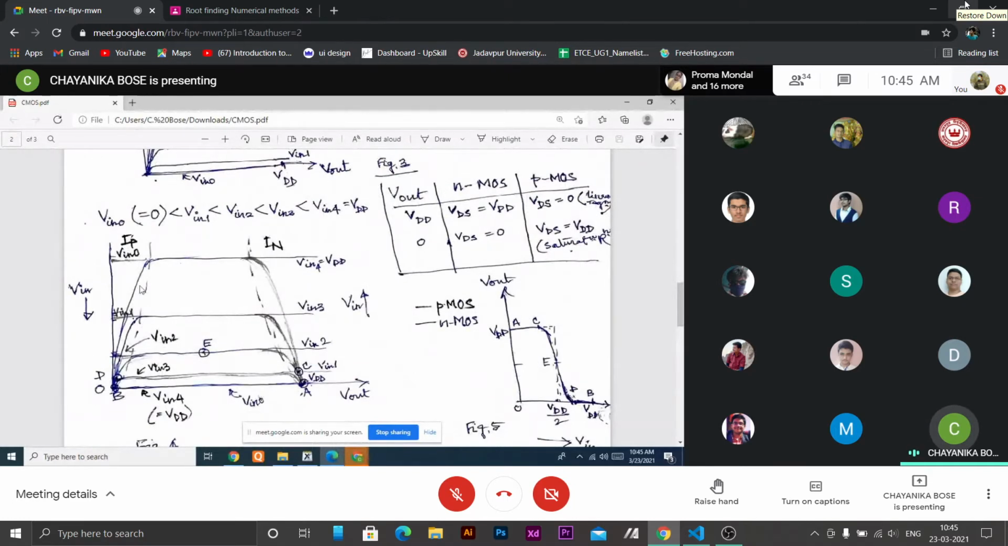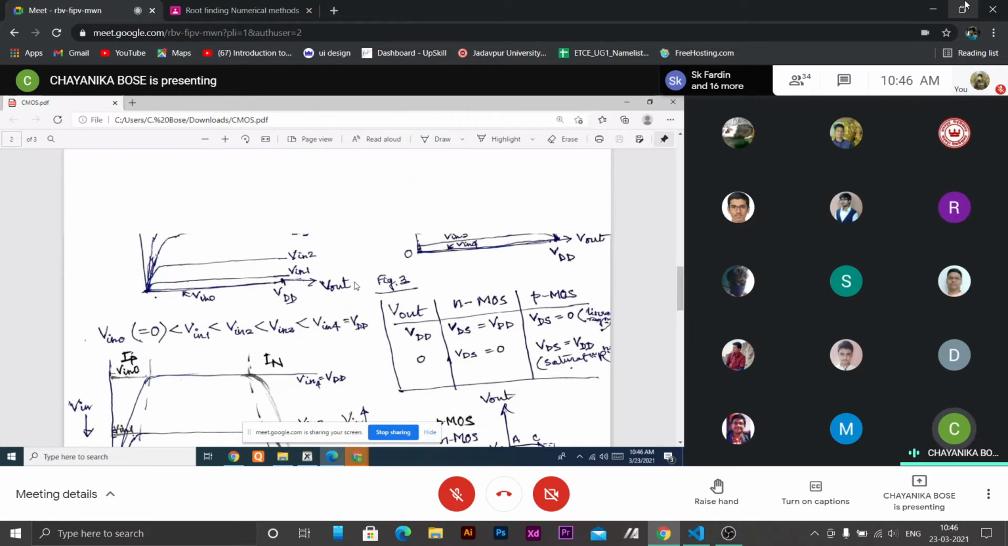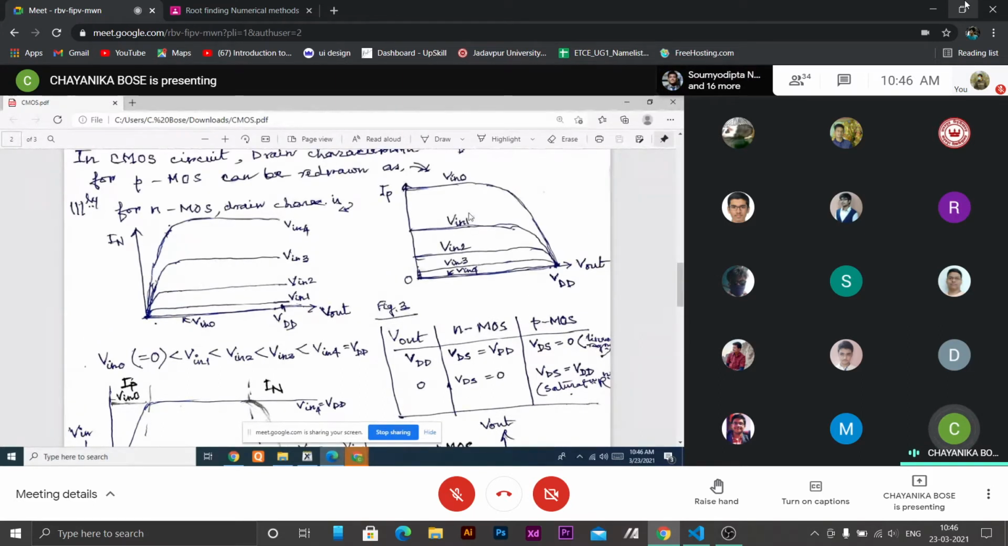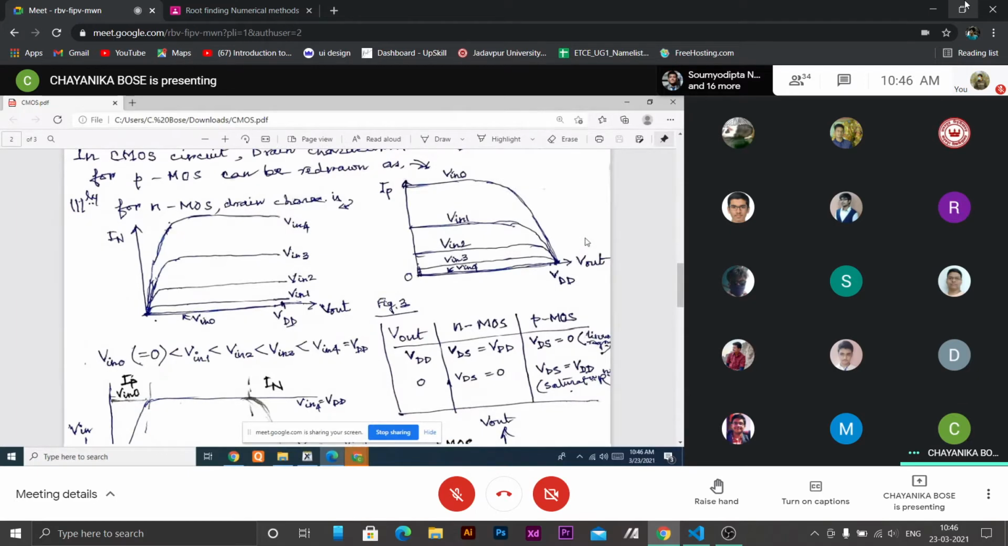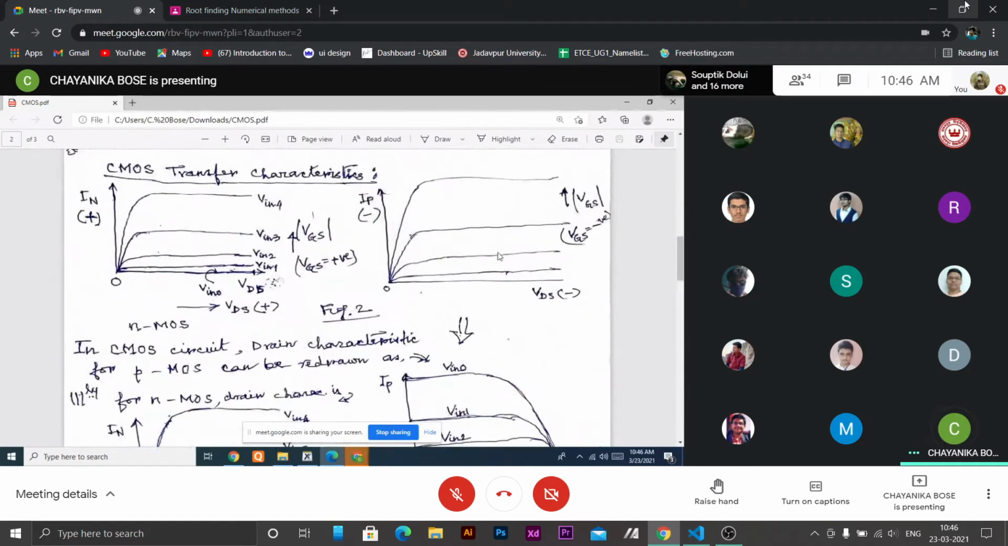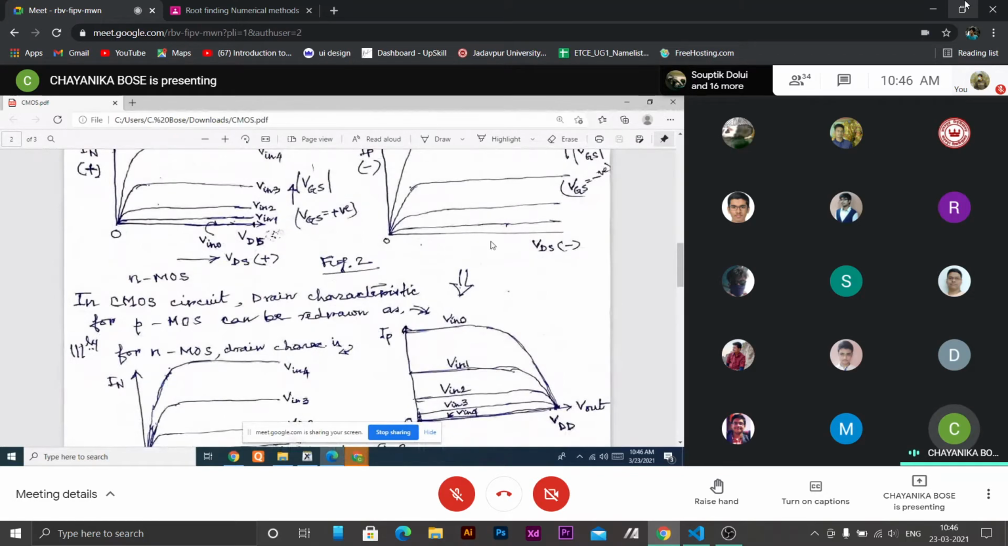So the point at which IP and IN are both positive, when they have equal amplitude, then practically these two will be cancelled out and the net current will be zero, and that will give our steady state point. So for the same value of V out and the same value of V in, we will find the intersection of the static drain characteristics of NMOS and PMOS. So in a CMOS circuit, the drain characteristics of PMOS will be redrawn as this.